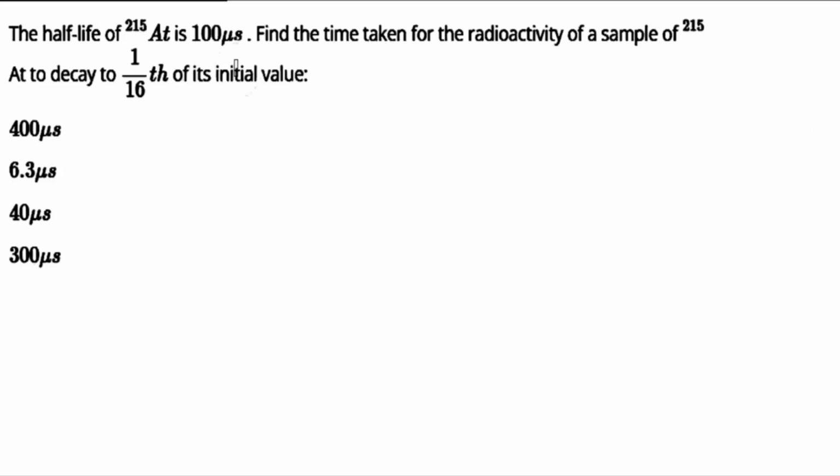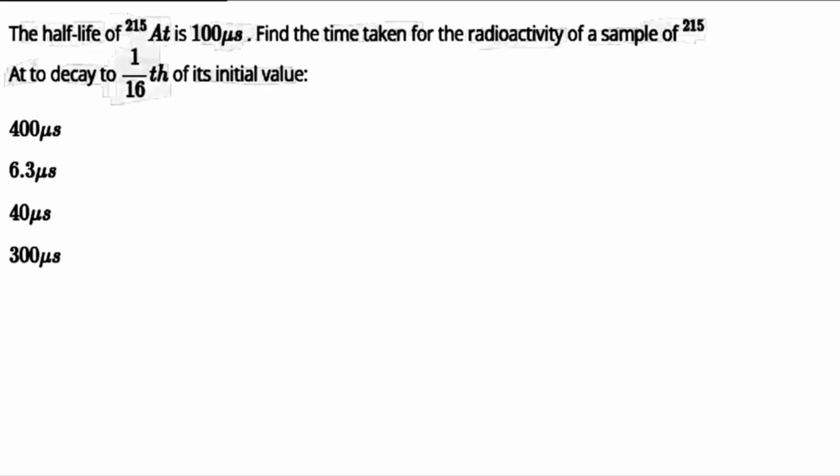Thank you. Well, hello students. Now we're going to see this question. The question says that the half-life of 215 AT, an element, is 100 microseconds. So find the time taken for the radioactivity of a sample of 215 AT to decay to 1/16th of its initial value.